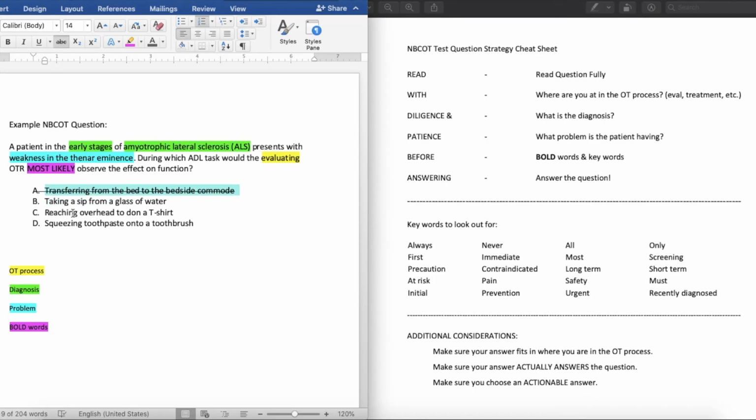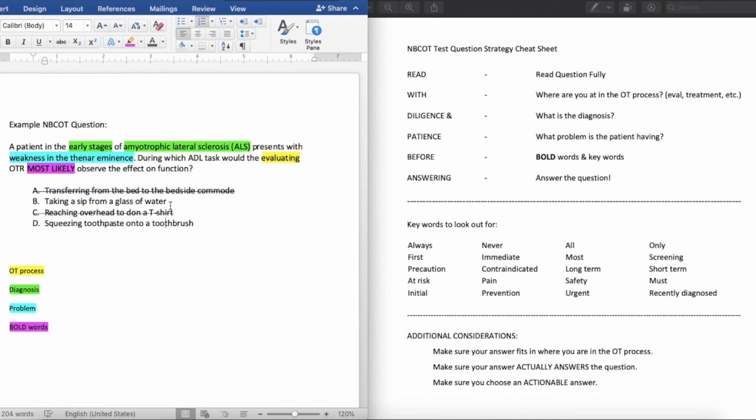The second one that sticks out to me is reaching overhead to don a t-shirt. In order to reach over your head, you're using muscles of the upper arm and the shoulder. And again, in this question, we're looking at the thenar eminence. So reaching overhead is not going to be a problem.